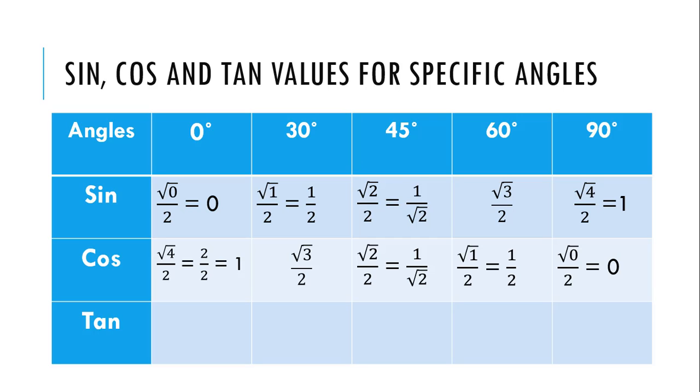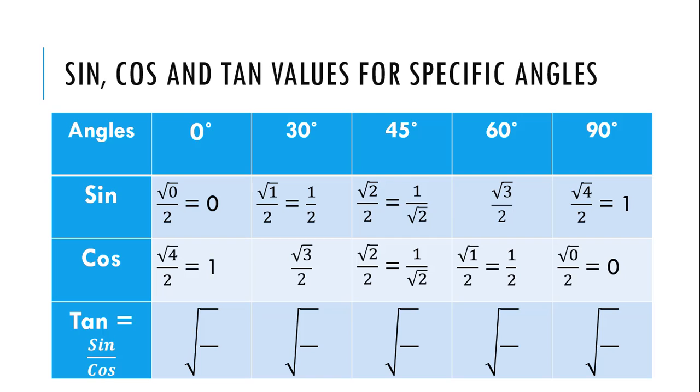Now, as we know, tan is equal to sine over cos. When we find out the tan values, there is a slight change. We need to take the square root of both the numerator and denominator, as tangent is equal to sine over cosine. So the values in the numerator remain the same as we did in the sine. That means in the numerator, we will write the numbers 0 to 4 in ascending order, starting with 0 at 0 degrees and 4 at 90 degrees, like this.